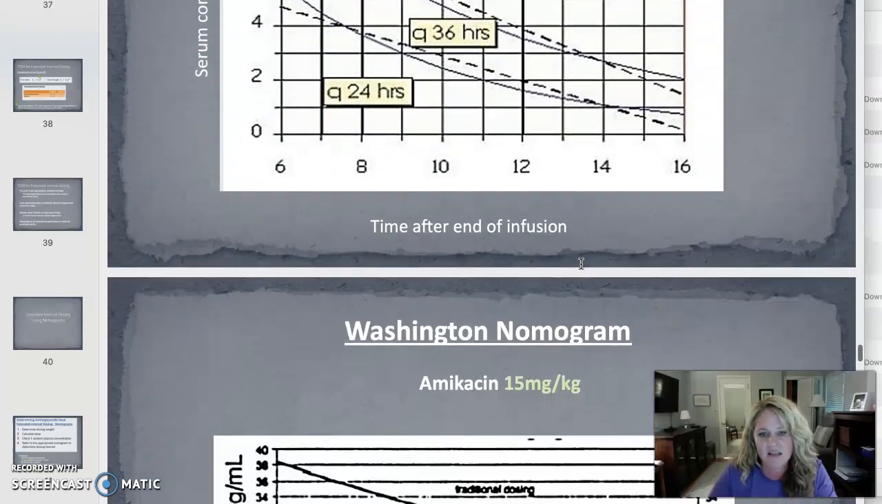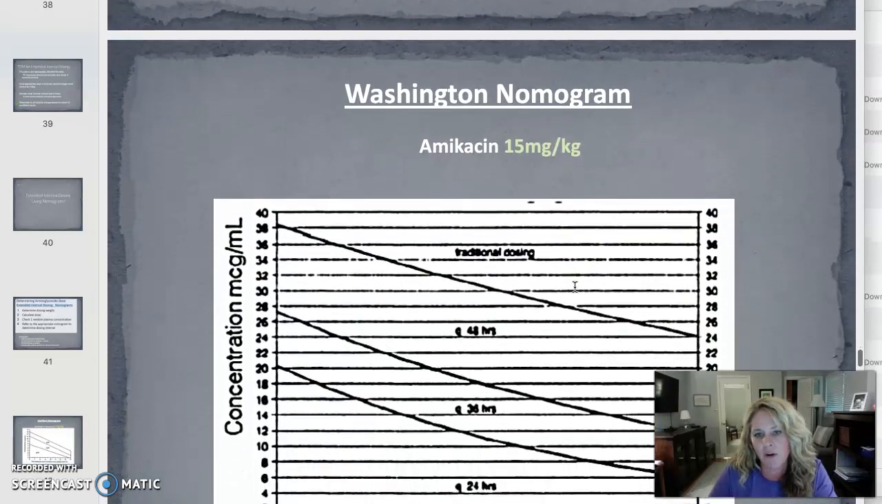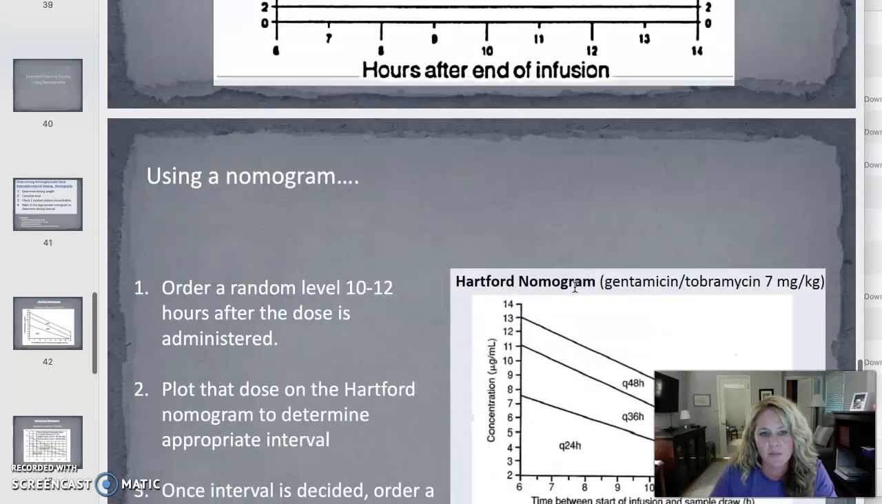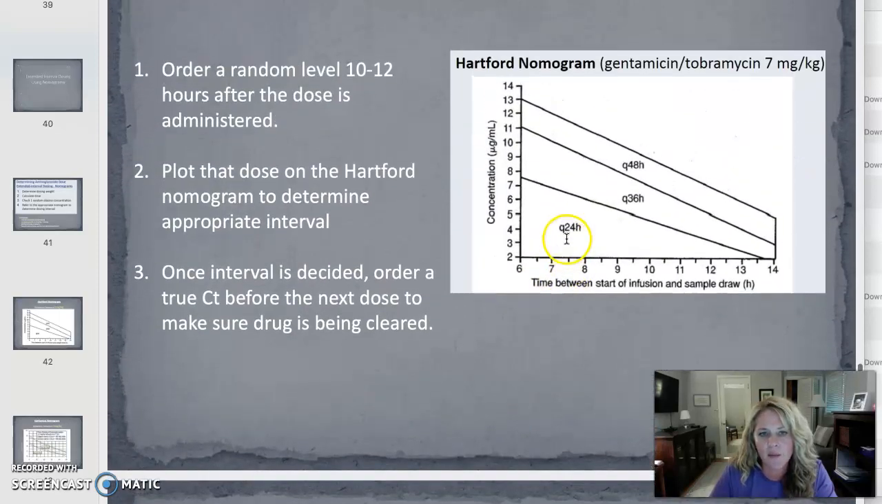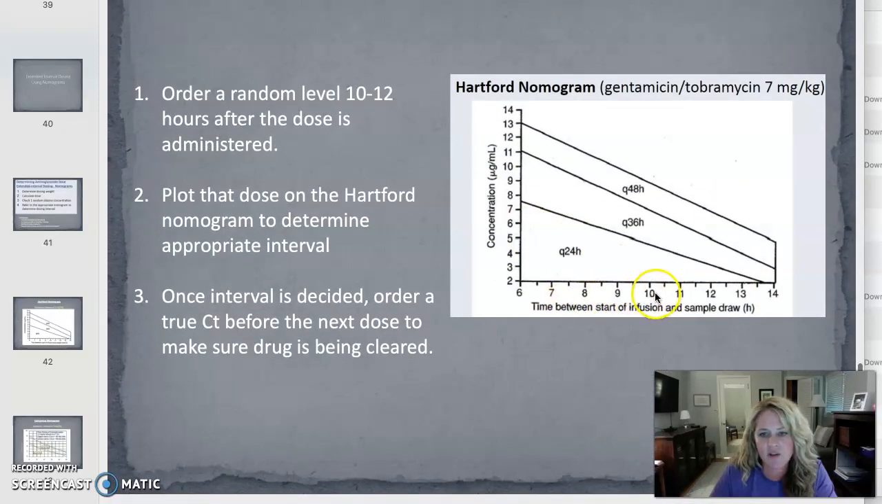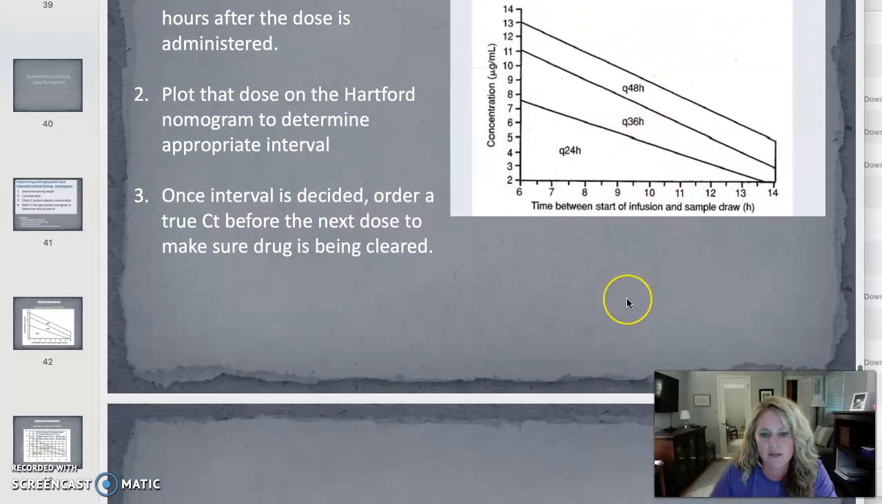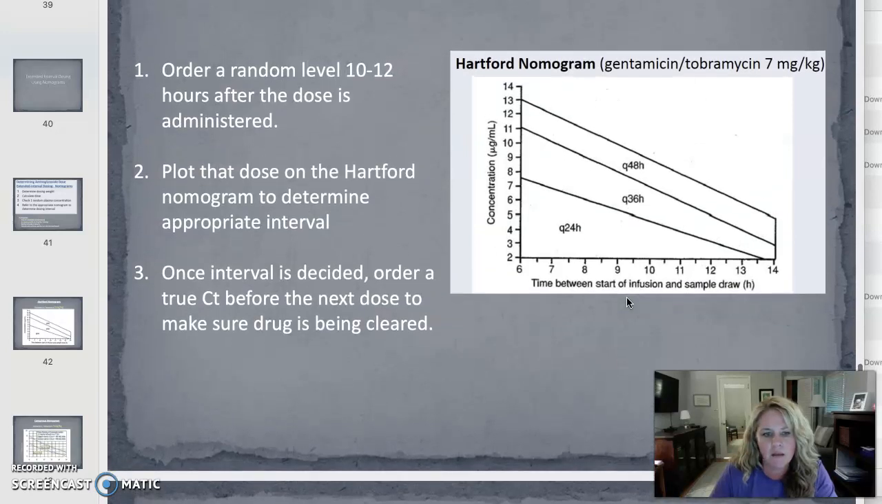It works exactly the same way. And then we have another nomogram for amikacin that can be used. Okay, so you order that random level somewhere on this axis, usually around 10 hours. You plot it, and that will determine what your interval is. Okay? All right, man, that was a quick review. Finished just on time.